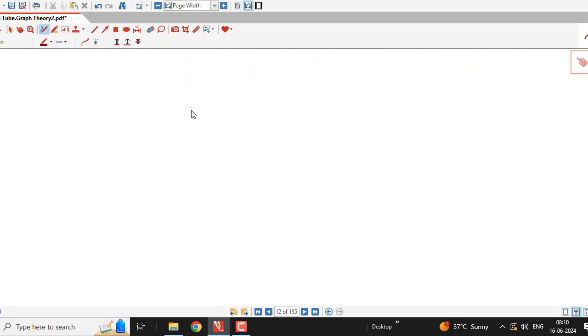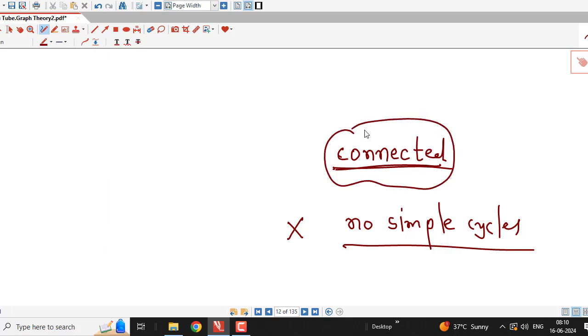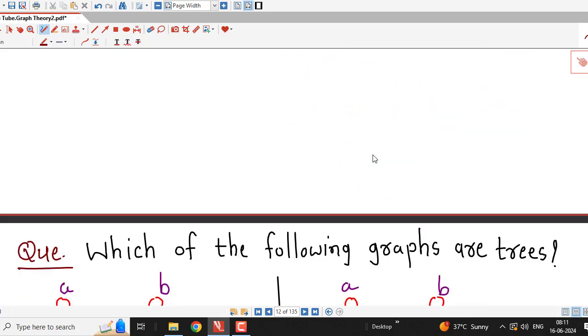So using this definition, we can check whether a given graph is a tree or not. All we have to check is whether the given graph is connected and whether it has any simple cycles or not. If there is at least one simple cycle in a graph, then it is not a tree. And if there is no path between at least one pair of vertices, then that graph is not connected. Therefore, it is not a tree. So a tree is a connected graph with no simple cycles.